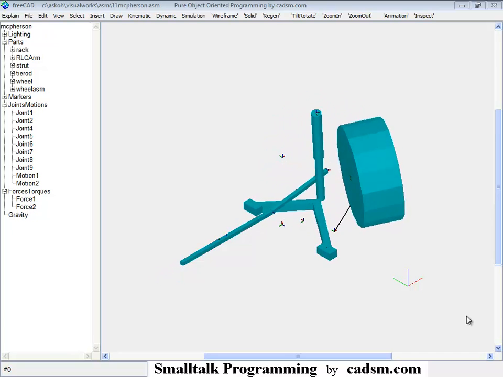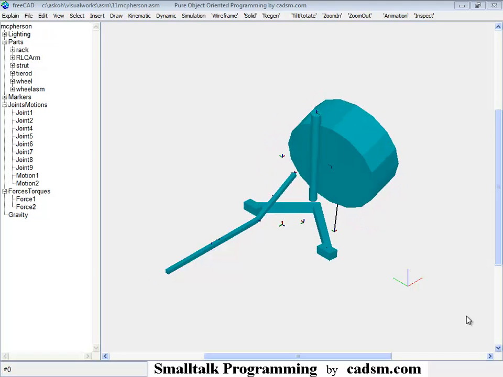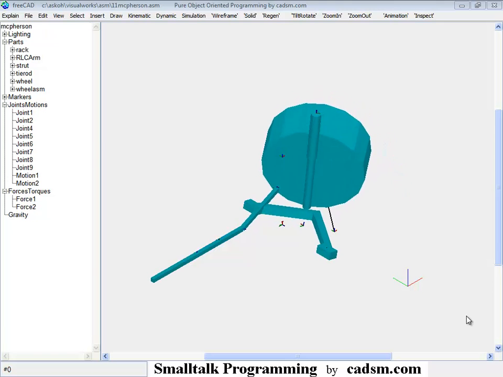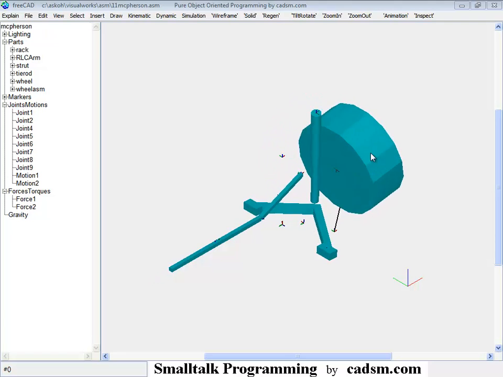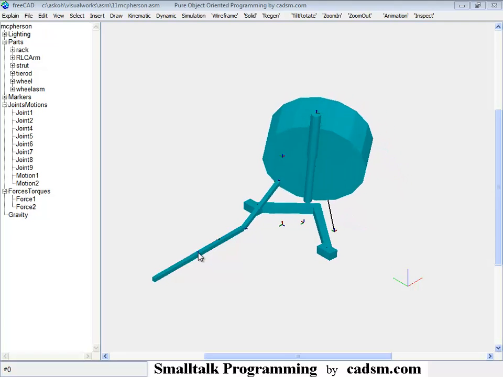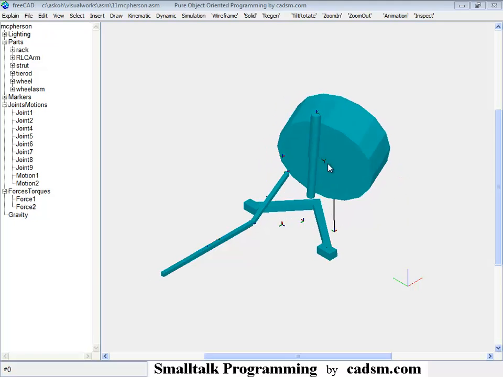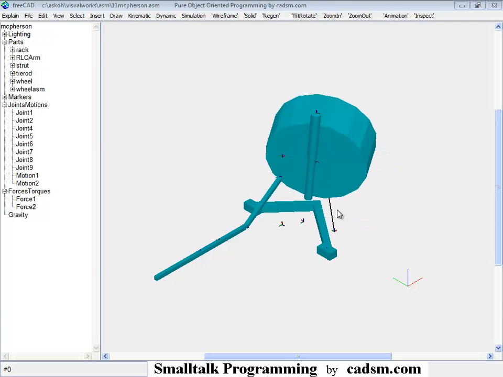This is an example of the multi-body dynamic system. It's a McPherson strut steering mechanism for the front wheel of a vehicle. This is a tire, and this is the steering rack that turns the wheel left and right, and a bouncing force is applied to the base of the tire to move it up and down.